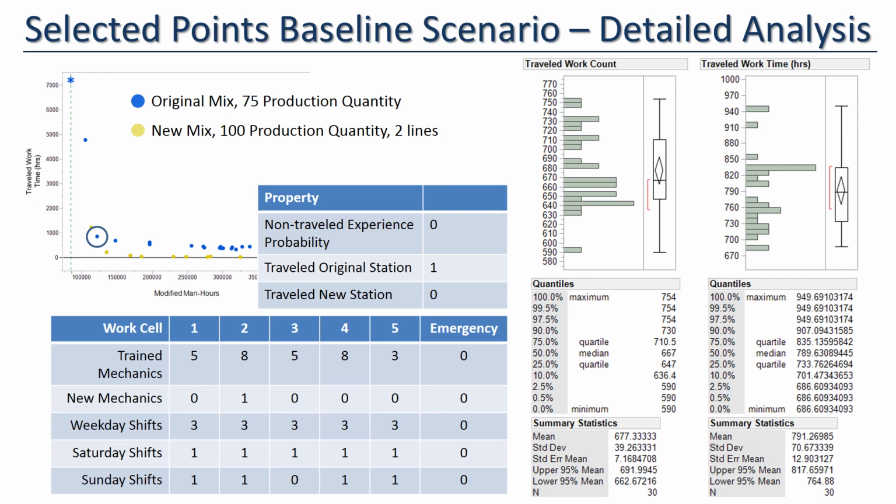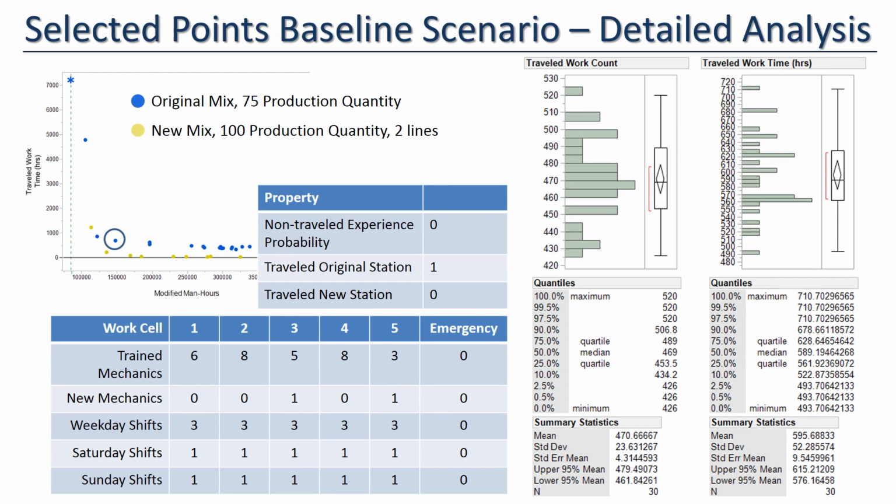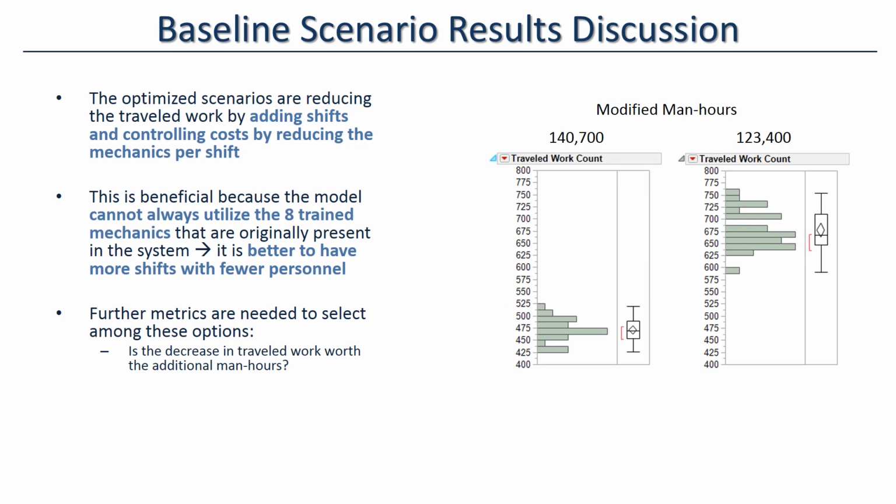So for this first point, we see that we've basically added weekend shifts, so Saturday and Sunday shifts, while controlling costs by reducing the number of trained mechanics we're using for each shift. And this is a very similar strategy here, where we just added a few extra mechanics for this second one.